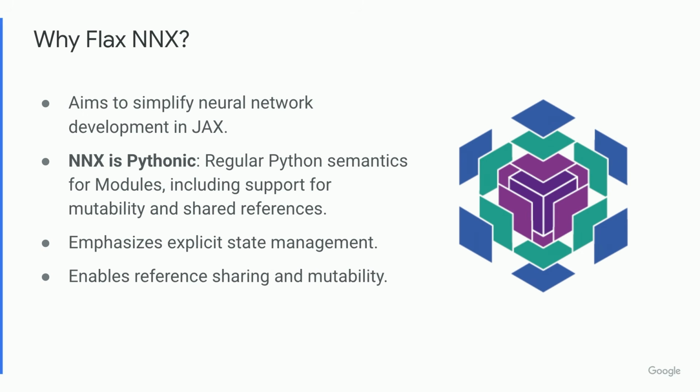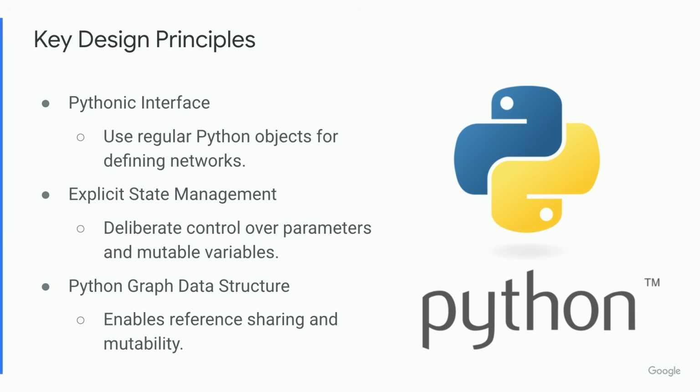Flax NNX was created to address some of the challenges of working with JAX and neural networks. It provides a more Python-friendly interface, explicit control over state management, and uses familiar object-oriented concepts. NNX's design centers around three key principles. First, it embraces a Pythonic interface. Second, it emphasizes explicit state management. And finally, it defines and utilizes a Python graph data structure.